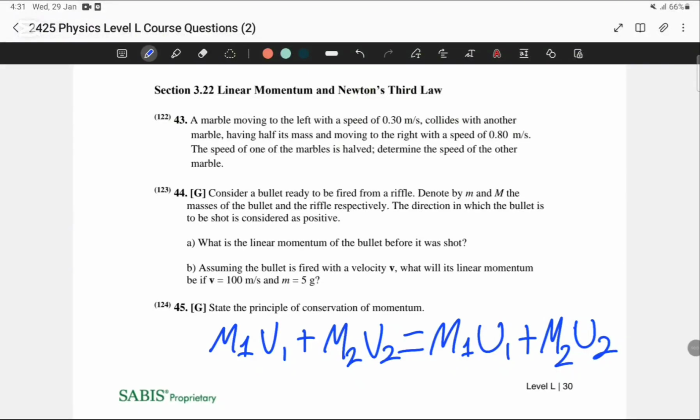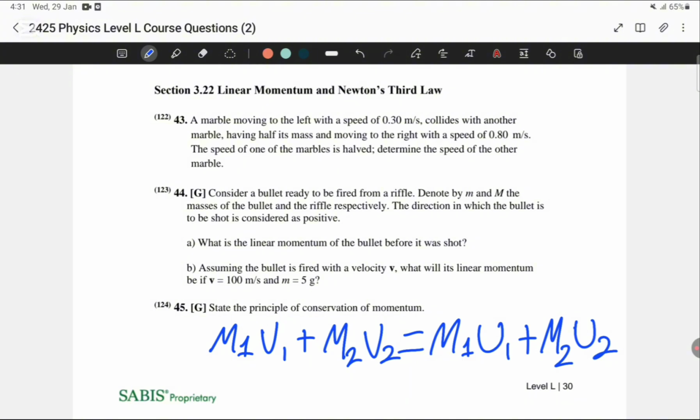Today we are going to be solving section 3.22 to section 4.6 for physics periodic level L course questions, which are most likely to come in the written part, and this is for non-transition year.